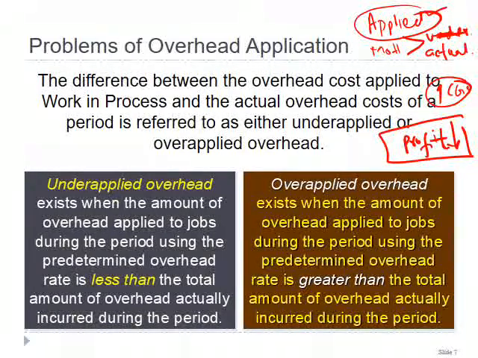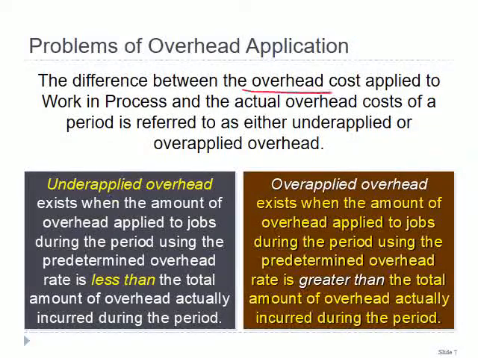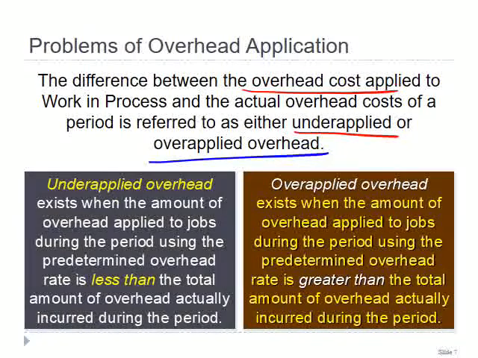So in that case, there's a mismatch. The difference between the overhead cost applied to the work in progress and the actual overhead cost of the period is referred to as either underapplied or overapplied. So let's explore this. Underapplied overhead exists when the amount of overhead applied to jobs during the period using the predetermined overhead rate is less than the total amount of overhead actually incurred during the period.